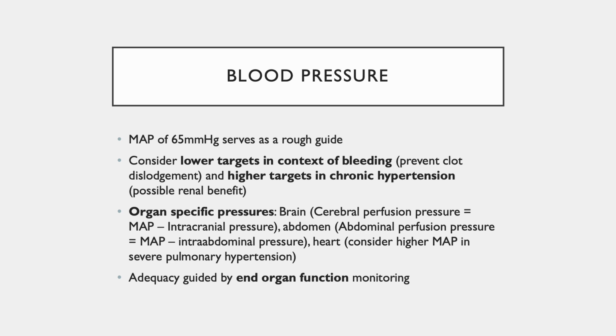Organ-specific perfusion should also be considered in conditions like acute brain injury and intra-abdominal hypertension. Finally, it is important to bear in mind that maintaining a blood pressure is ultimately a means to an end of maintaining target organ perfusion and function. Hence, reviewing the blood pressure target relative to end organ requirements is key.